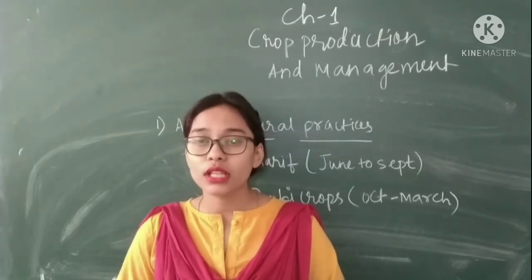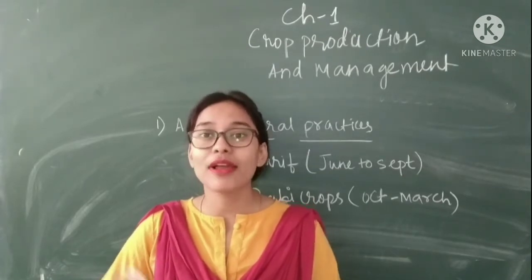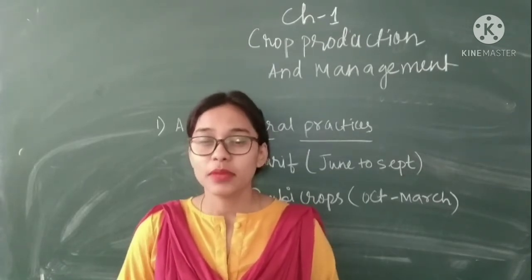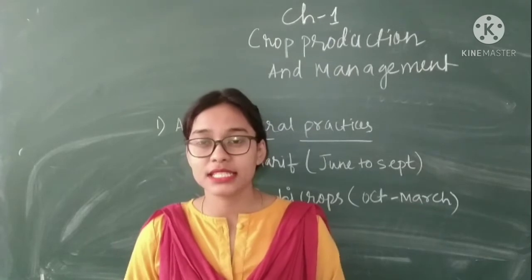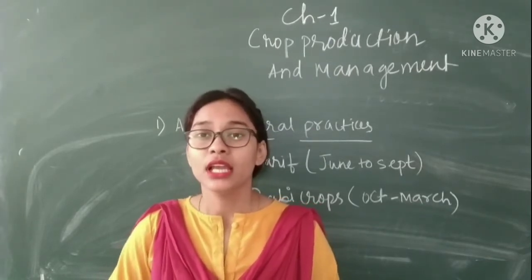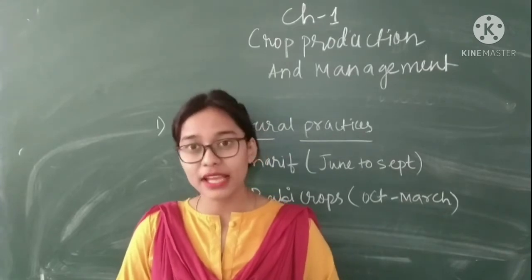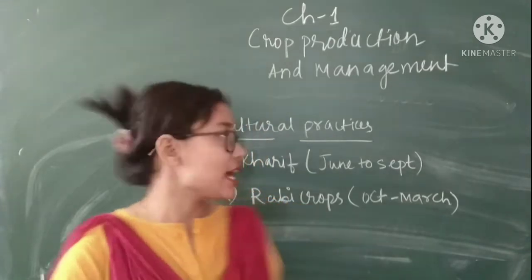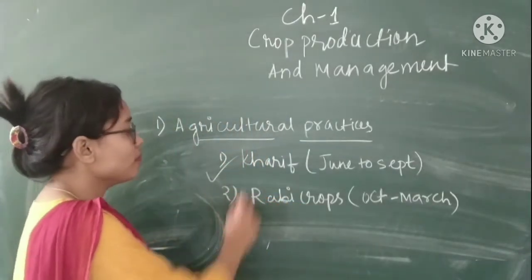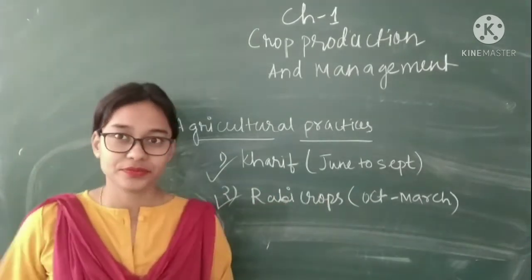Is it clear? Now you see, in our India, our climatic condition varies from place to place. So we know that all the plants do not grow 12 months. Some plants grow in the rainy season. Some plants grow in the winter season. So on the basis of that, crops are divided into two types, Kharif crops and Rabi crops.